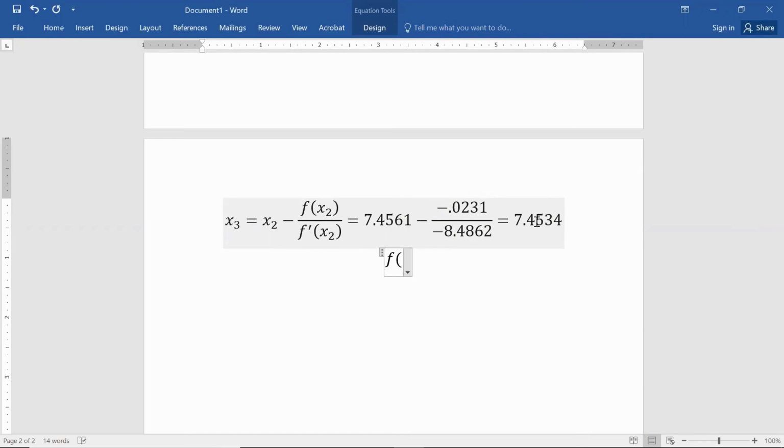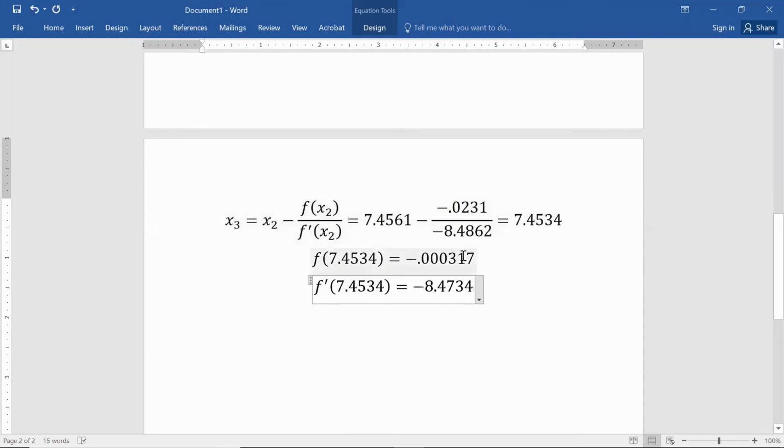My function value at 7.4534 is going to be a very small number. I got negative 0.000317. That's what I get. My calculator actually gave me scientific notation; I just made that into a decimal instead. And the derivative at that value is negative 8.4734.